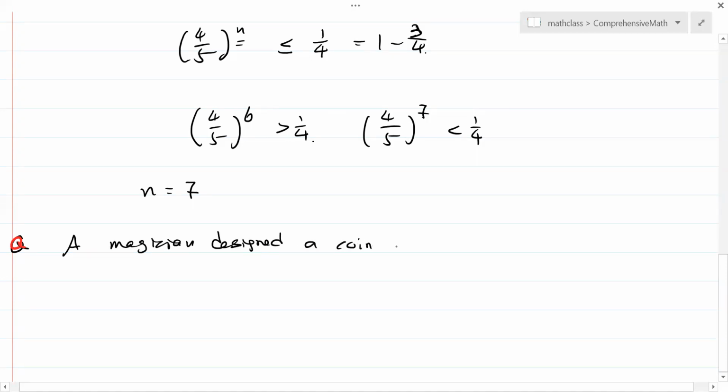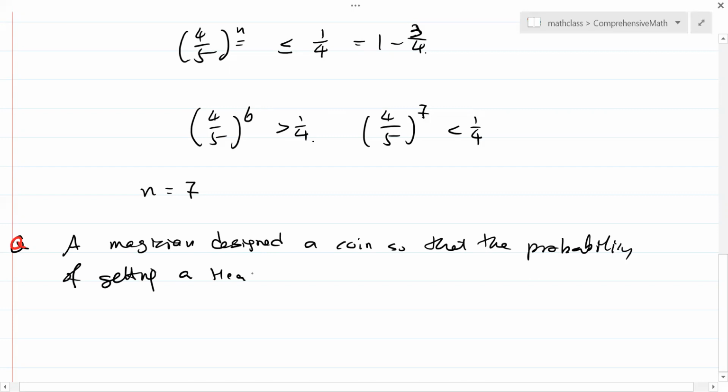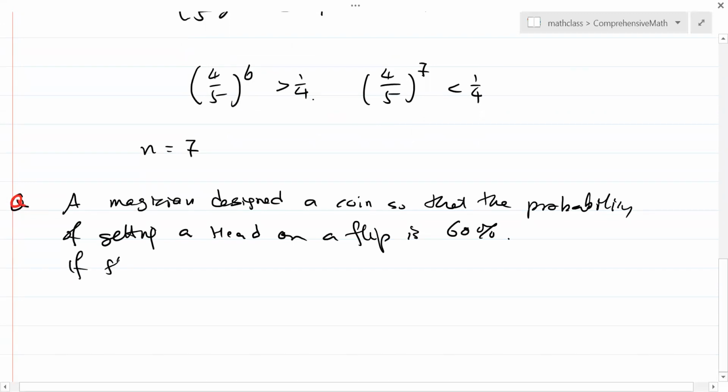Design the coin so special that the probability of getting a head on a flip is 60%. Okay. So right now he flipped. If he flips a coin three times, the probability to get more heads should be very small.